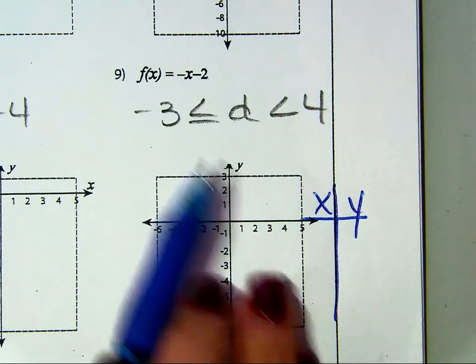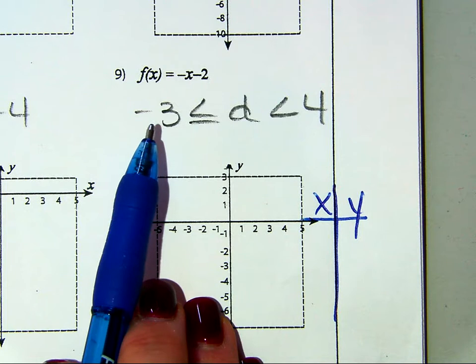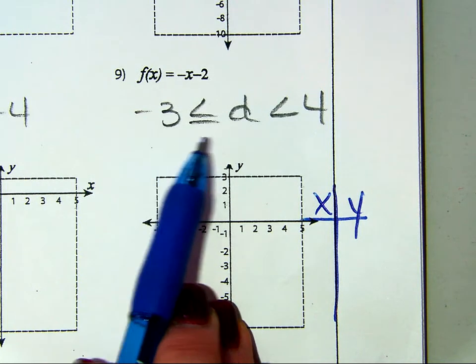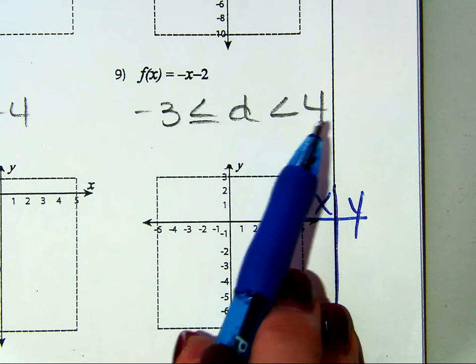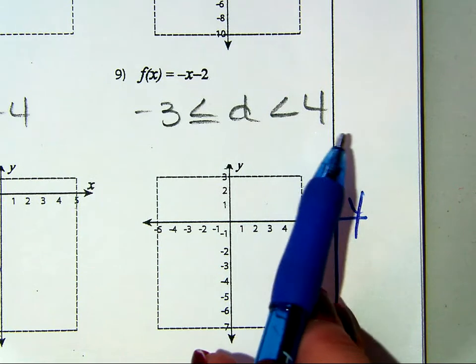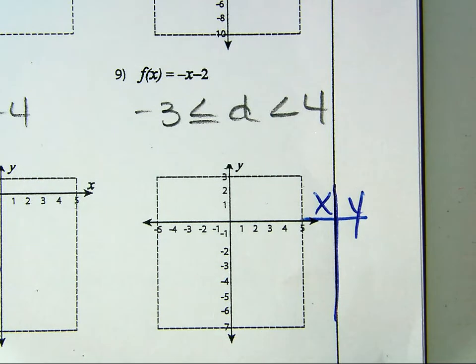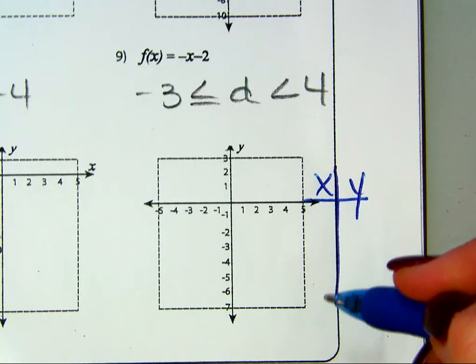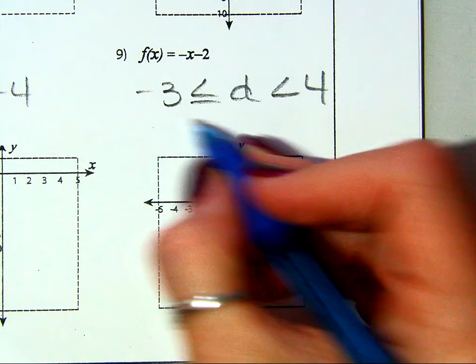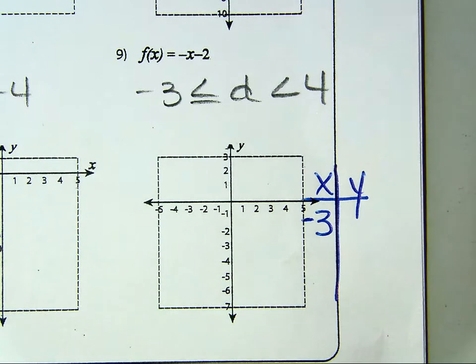Okay, I want it to go all the way to -3. It can be -3 because of that little line right there. I want it to go all the way to 4, but can it be 4? So you know what kind of circle we're going to need there, right? So let's watch what we do. Ready? So important. The numbers you put right here are the most important thing. So if I want it to go all the way to -3, then put -3. If I want it to go all the way to 4, then put 4.